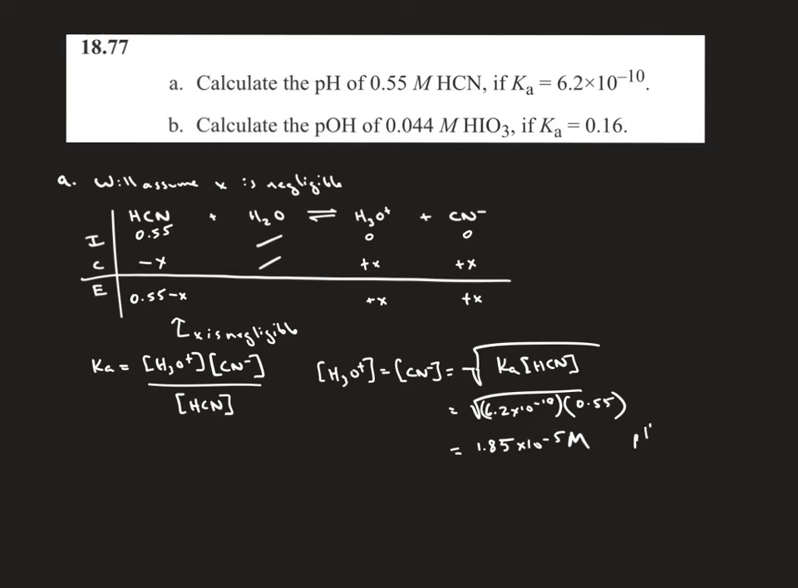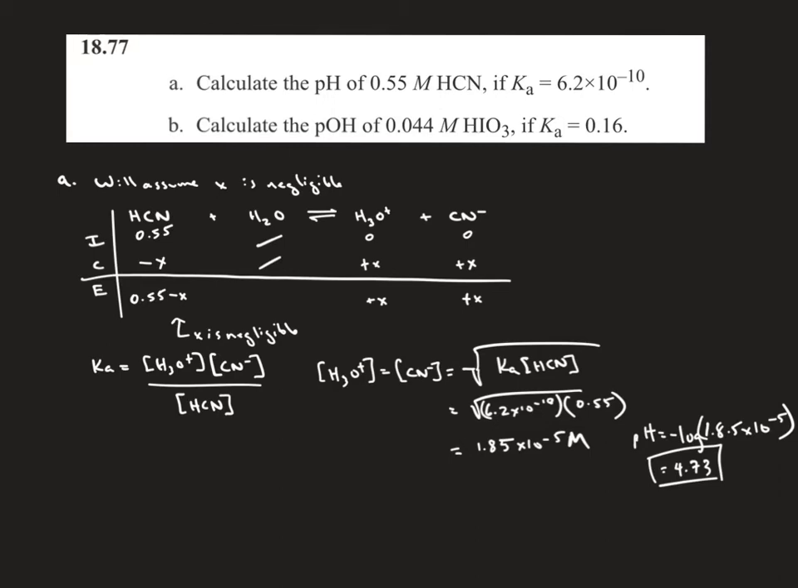And so pH is just negative log of that, times 10 to the negative 5th. So pH for the first one should come out to be something like 4.73.